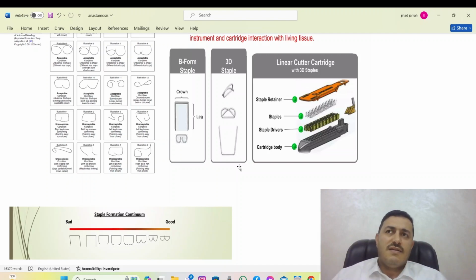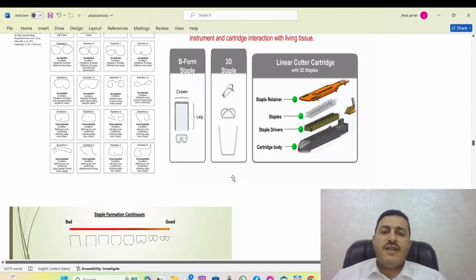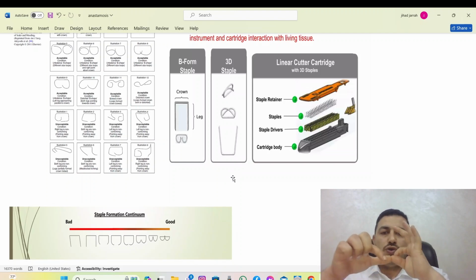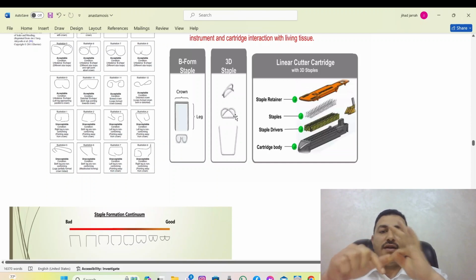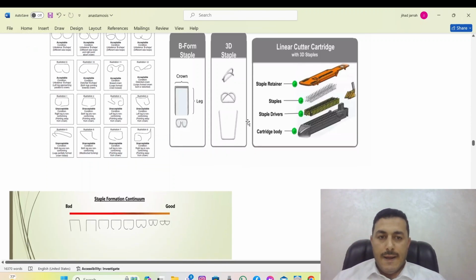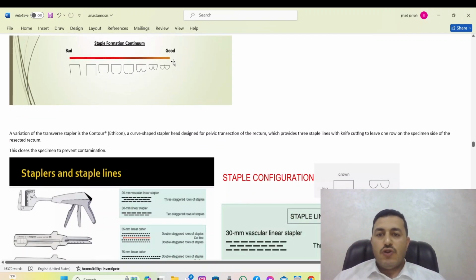And 3D. 3D means that when we close the legs to the crown, in 3D they go more lateral. So this is 3D. They said that it gives an advantage in that it covers more tissue size. So okay, this is the 3D. I hope you understand it. It's like this. Okay, these show you how good the staple formation B shape is.